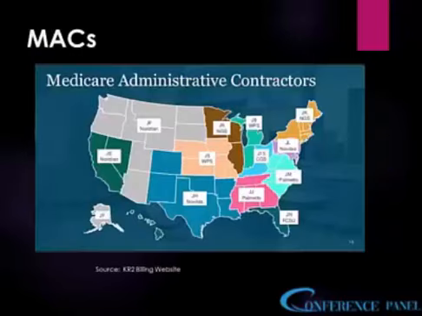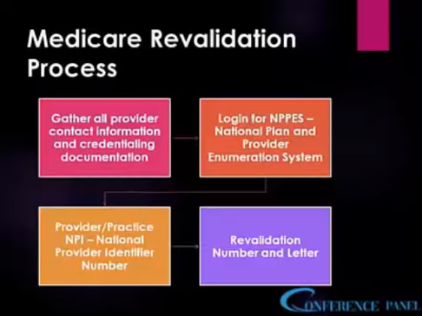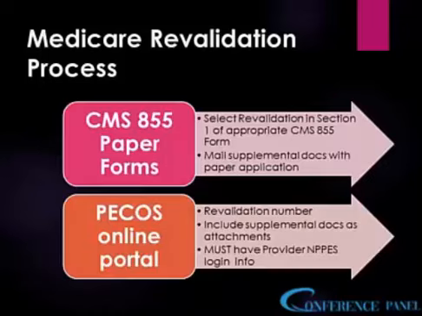So your Medicare administrative contractor, depending on where you're at in the country, is very important for you to know. This is the contractor that's facilitating claims. You're not sending it to CMS, you're sending it to the Medicare administrative contractor. There are two ways to revalidate. There's the paper way, which is the CMS 855 forms. You can use those. Nothing wrong with using the paper forms, but there are some nuances that you want to be aware of.